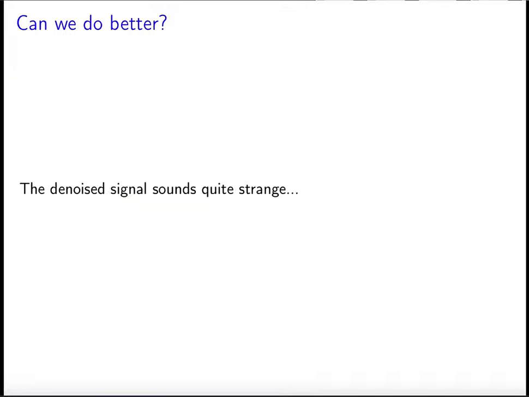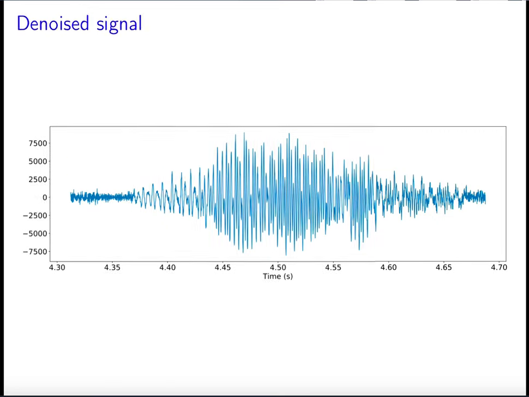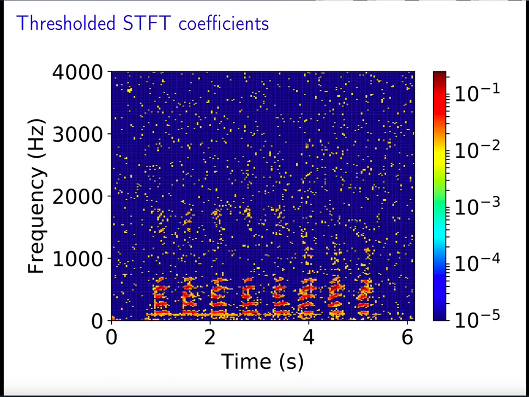So there's good news and bad news, right? The good news is that we have removed quite a lot of the noise, which is actually quite obvious here. The bad news is that it sounds very, very strange. So I want you to think for a moment, while looking at this threshold at short time Fourier coefficients, why it sounds like that. It has this musical noise to it. You can pause the video if you want, but do think about it.